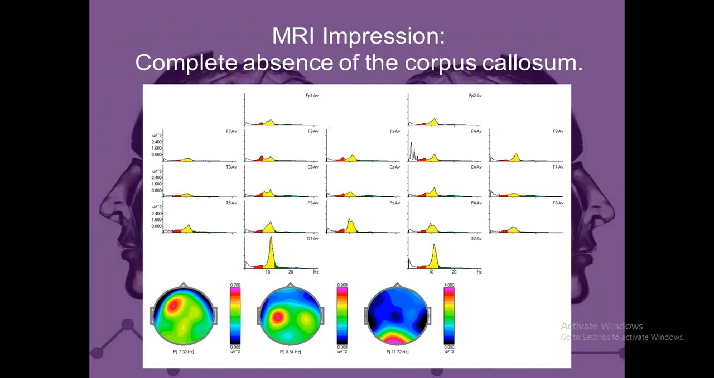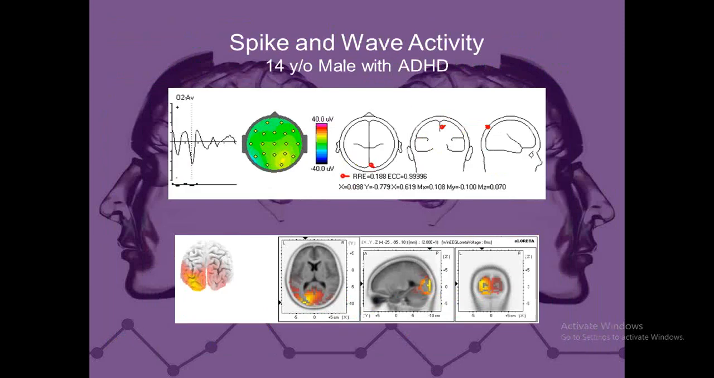This is the MRI impressions. Okay, spike and wave activity. This is a 14-year-old male with ADHD, and this is something we see pretty often, is occipital spikes.